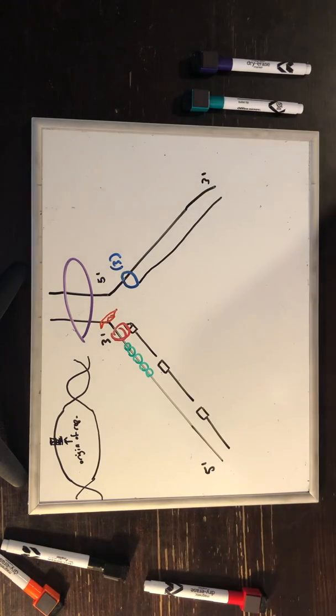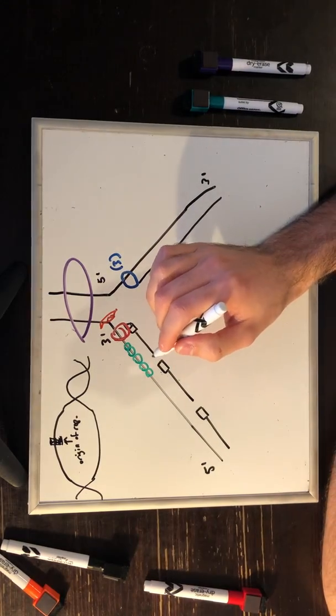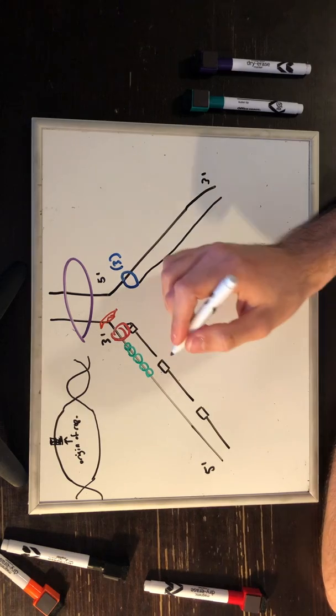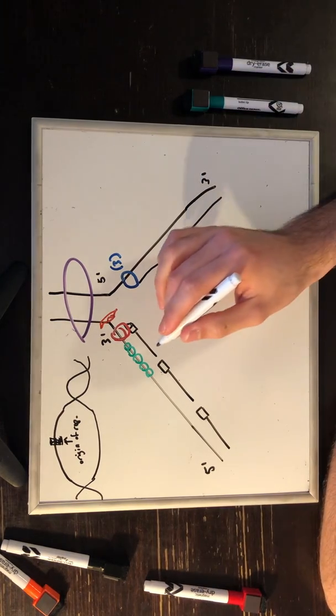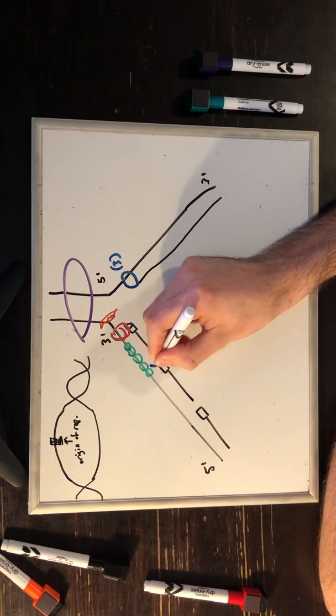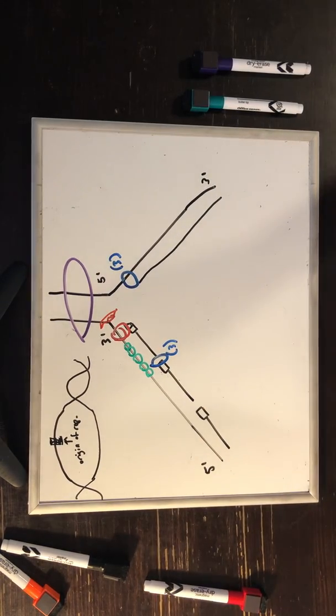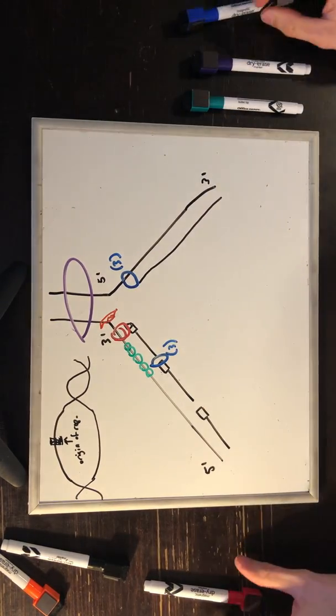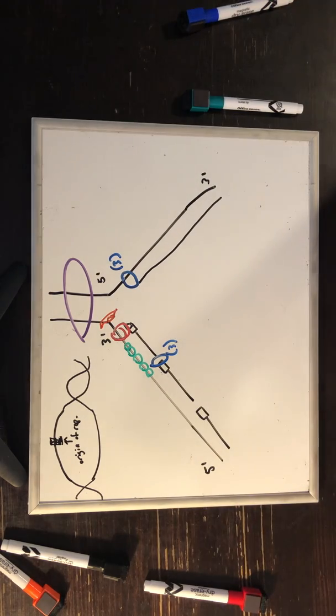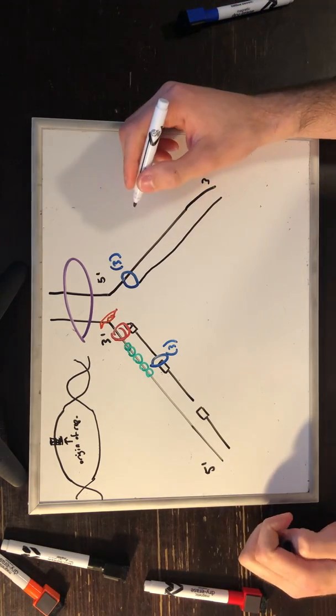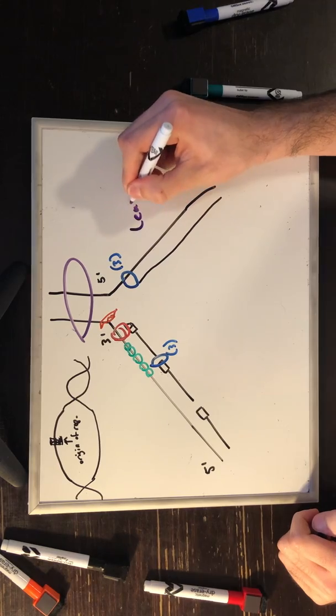DNA polymerase 3, which I'll draw in blue, adds nucleotides to the 3' OH end of the primer strand. Because the strands are anti-parallel, one strand is synthesized continuously towards the fork, or the 5' end. This end is called the leading strand.